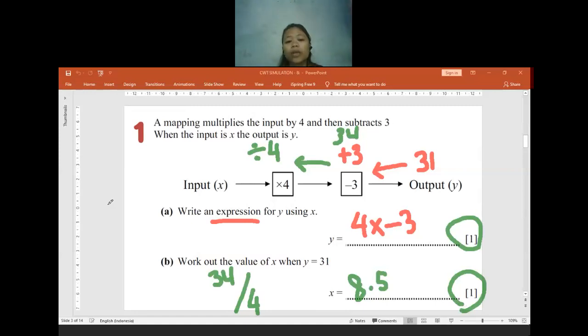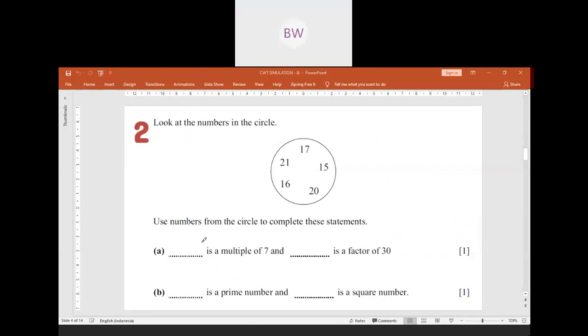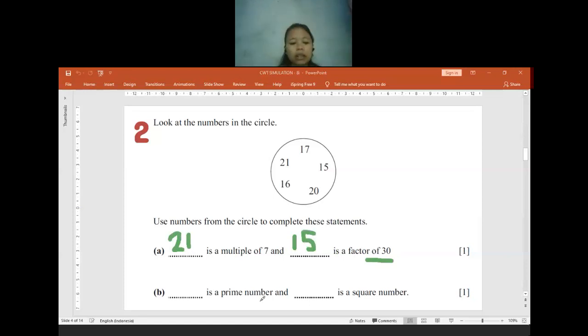Is there anyone who has questions so far for question 1? No, teacher. Okay, let us continue to the next question. Question 2: use the numbers from the circle to complete the statements. Multiple of 7. Which number is a multiple of 7? 21. Yes, 21 is a multiple of 7. A factor of 30: 15. Good job. Prime number: 17. Square number is 16.